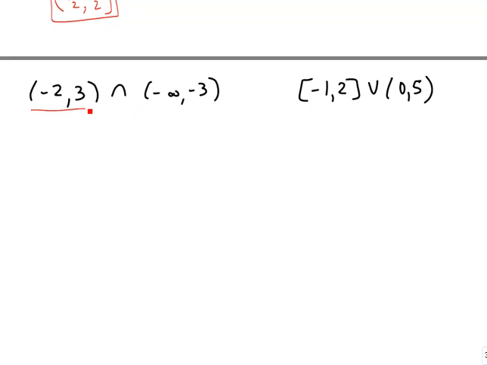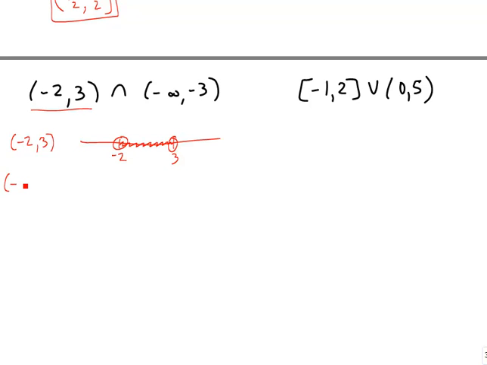So first I'm going to take this interval -2 to 3 and I'm going to graph it on a number line. This says start at -2 and go up to 3. So we're going to shade in all those numbers in between. And notice I used parentheses around each endpoint, so these should be open circles.